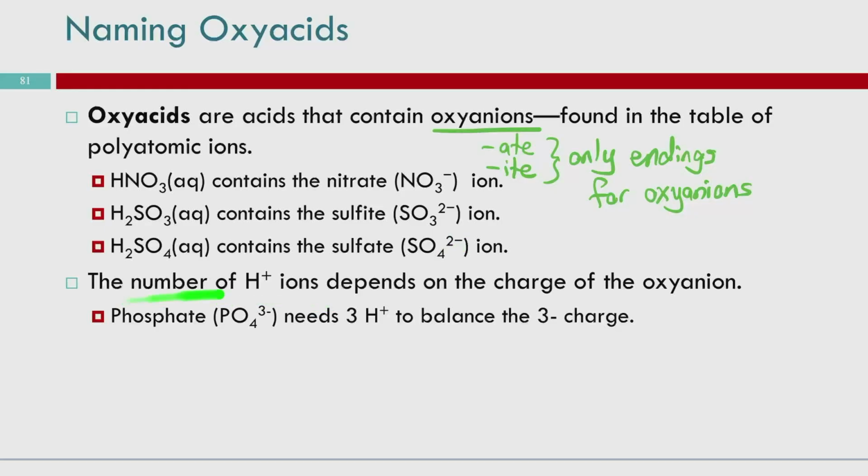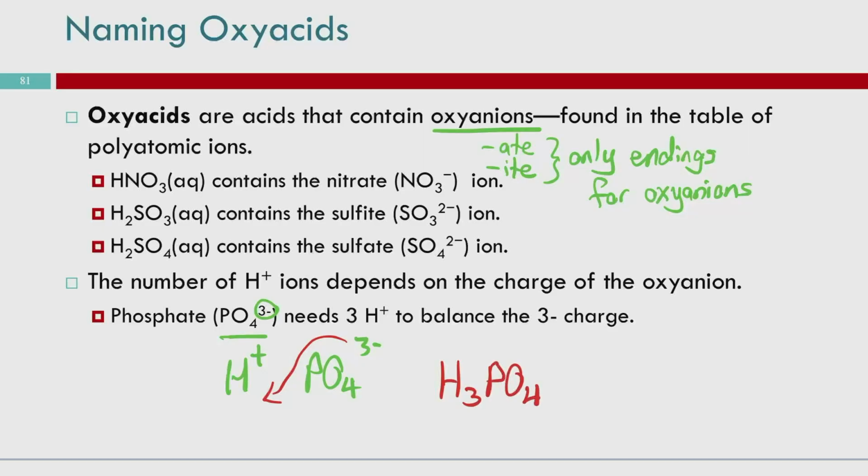The number of H plus ions depends on the charge of the oxyanion. So for example, phosphate has a 3 negative charge. So if we take H plus and PO4 3 minus, you can either just look at it and do the math in your head, or we can crisscross it, and we'll see that we need 3 H's to balance out the 3 negative charge. So it would be H3PO4, for example.